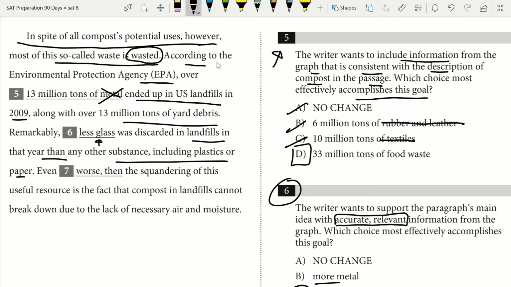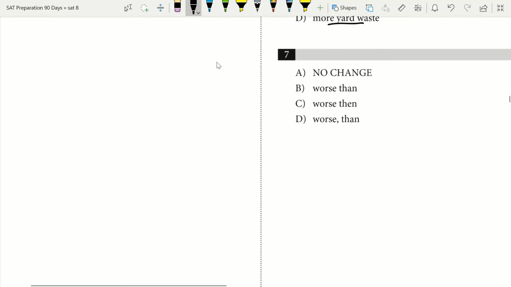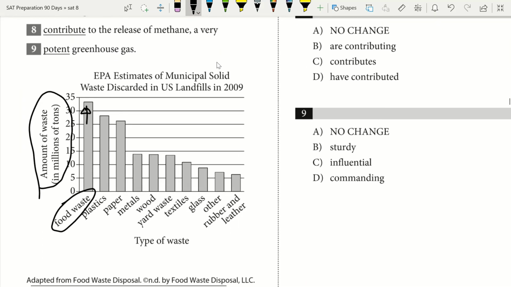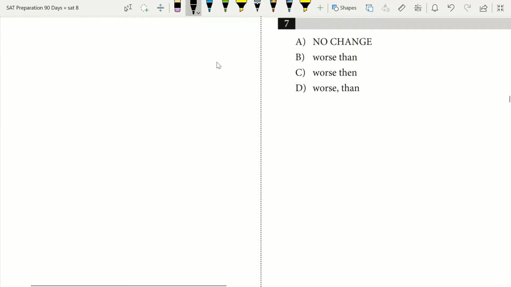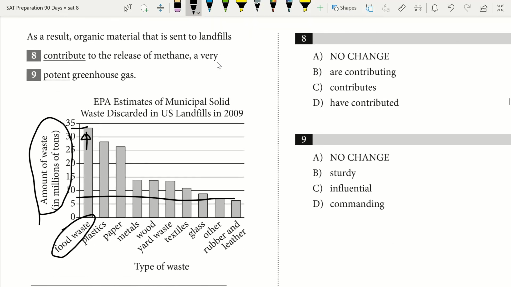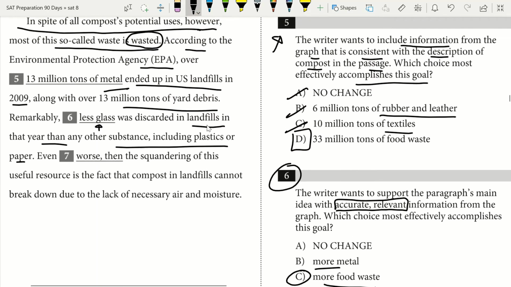Another thing that you want to keep in mind is that you want to make sure you're staying on topic. So even if the graph has something such as in question 5, even if it has rubber and leather or textiles or metal in the graph, you can't just pick one of those even if it was accurate, okay, because it doesn't support the point of the passage. So if we were to say 6 million tons of rubber and leather, let's see if it's accurate. It's probably going to be accurate according to the graph, right? We see rubber and leather, it's right around 6 million. So even though it's accurate to the graph, that doesn't mean it's the correct answer, because we see that 33 million tons of food waste is also accurate to the graph and it supports our point. We want to use the one that's accurate to the graph and supports our point.